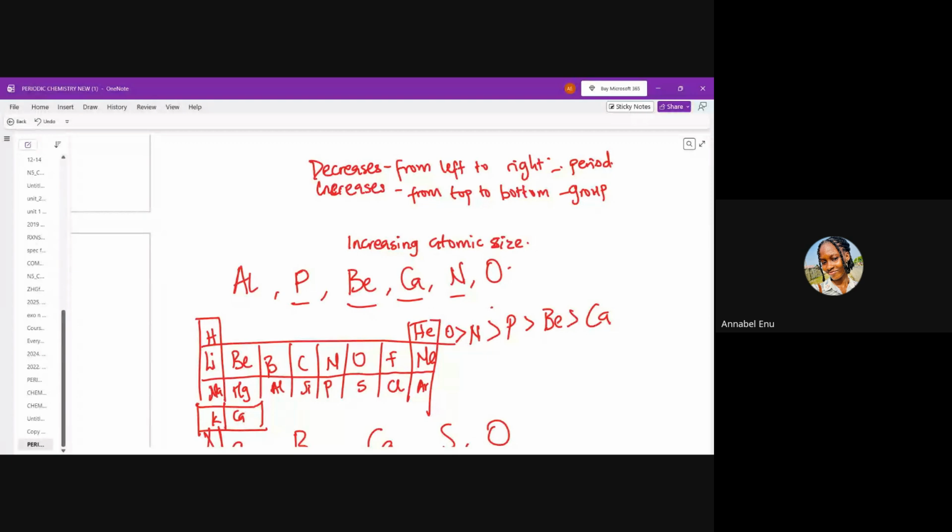Let me rewrite this. But will aluminium be greater in size than nitrogen? Yes. And it will also be greater than oxygen. So aluminium will be somewhere further here. So we have something like this.